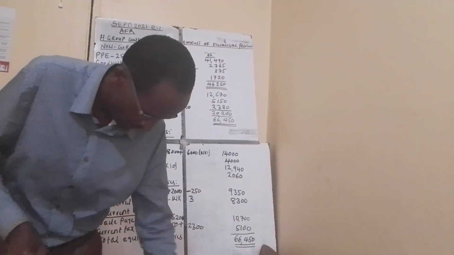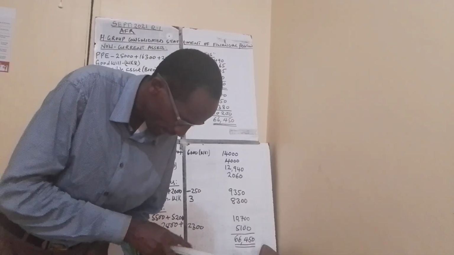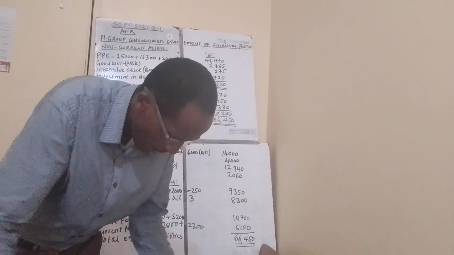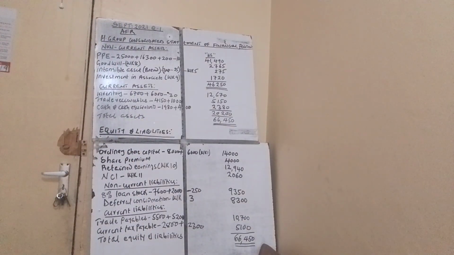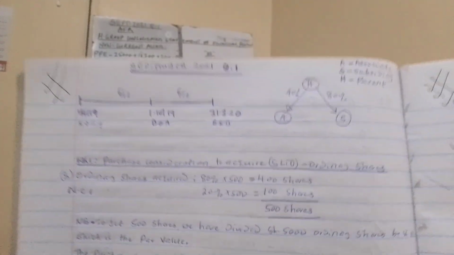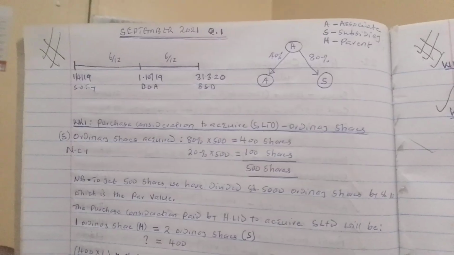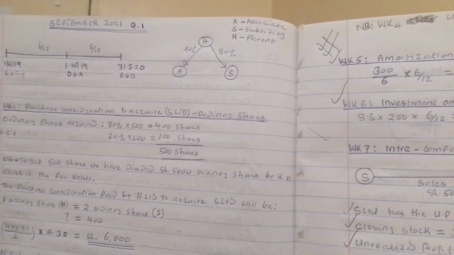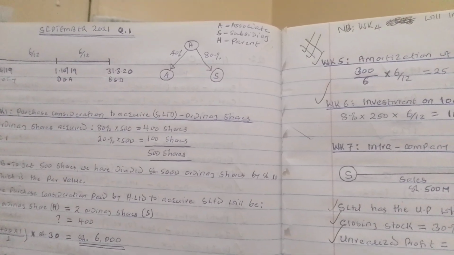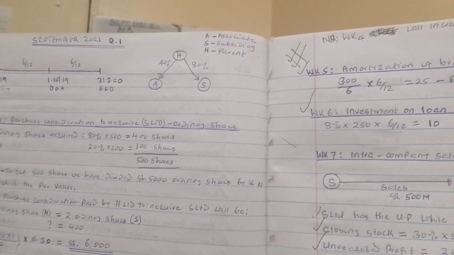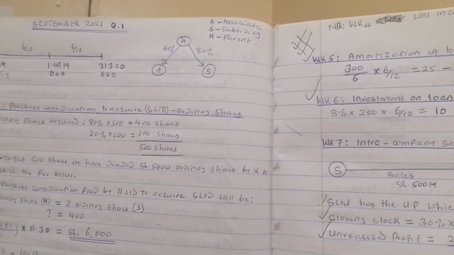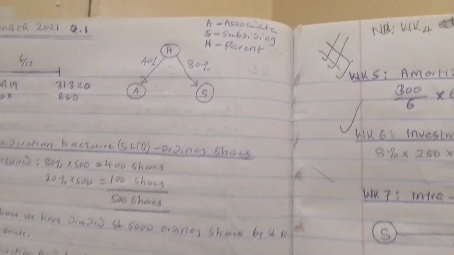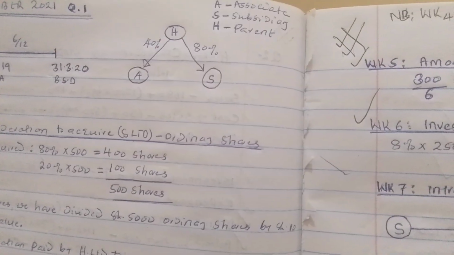Okay, so once we establish that, the next thing now we want to show our workings. I'll be showing the workings step by step. Let me illustrate what I have mentioned to you so that you may be taking notes. You can just be writing the workings from this side. The first working that you can show: you see that we have said H acquired 40% of A. They also acquired 80% of S. So A is an associate and S is a subsidiary and H is the parent. That's an important thing as far as your workings are concerned.